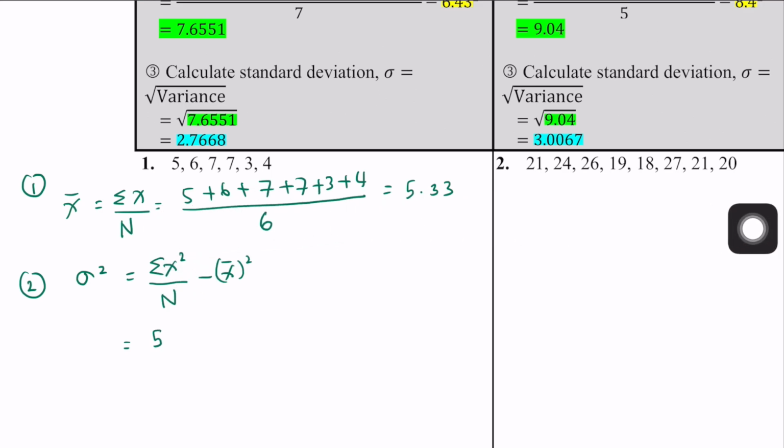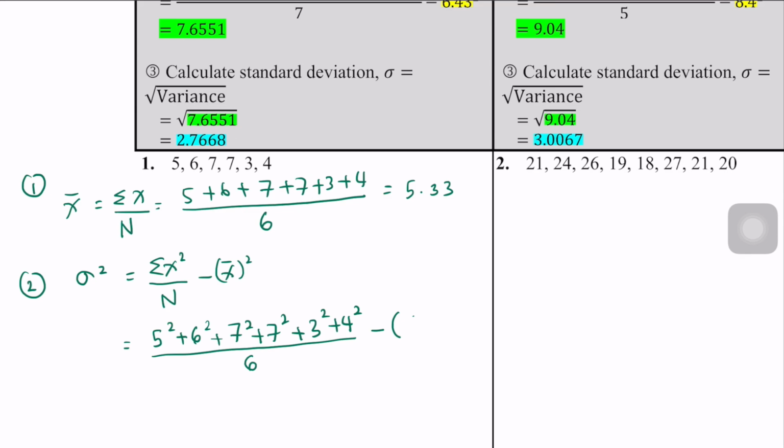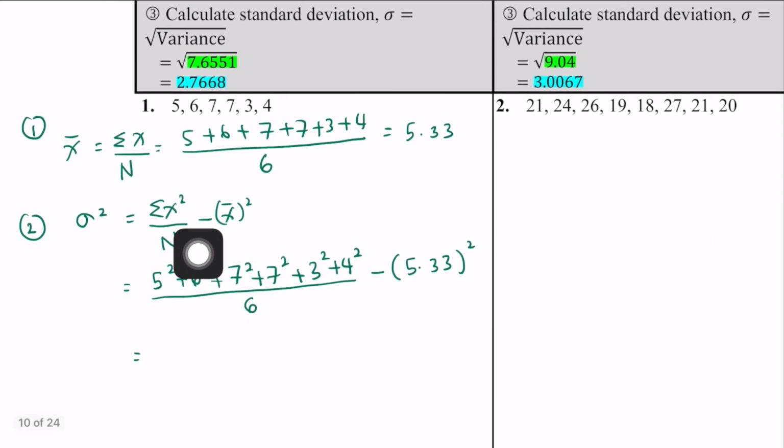So we have 5 square plus 6 square plus 7 square plus 7 square plus 3 square plus 4 square, divided by the total number, which is 6 items, minus the mean. What is your mean? From the previous question, 5.33, and then you square it. Press your calculator carefully and you will get 2.2578.